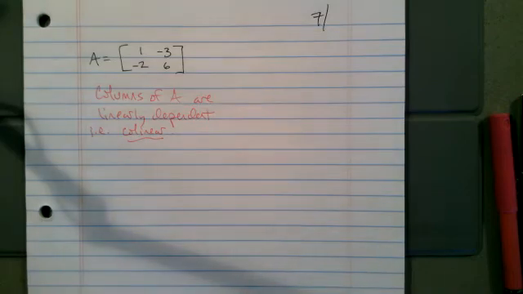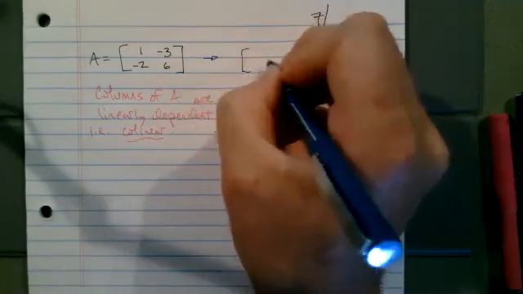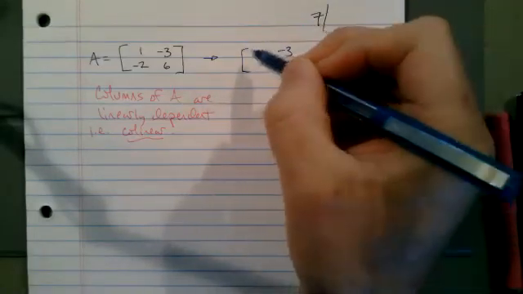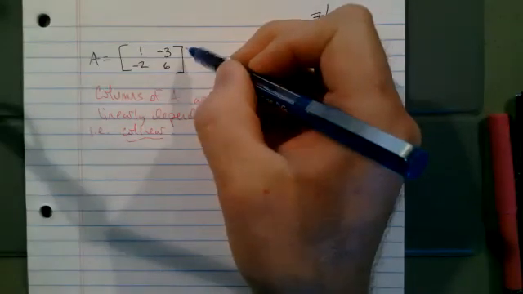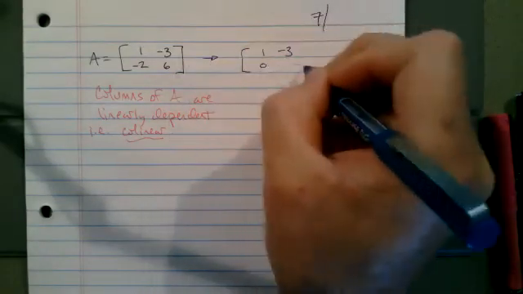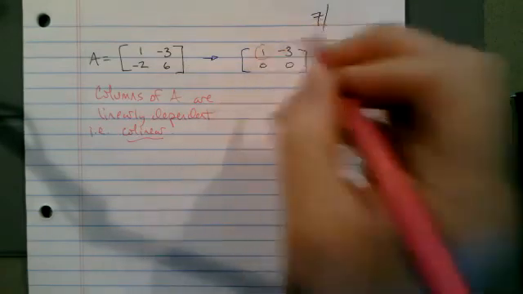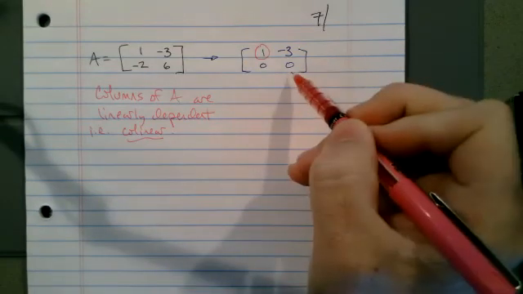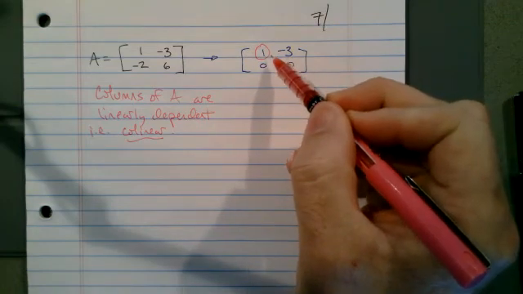The reduced row echelon form of the matrix A is going to be, by rows, the first row will be 1, -3. Then if I do 2 times the first row plus the second row, I get 0, 0. So I did not get a pivot in the second column. The reduced row echelon form of the matrix A tells me that A2 is just -3 times A1.